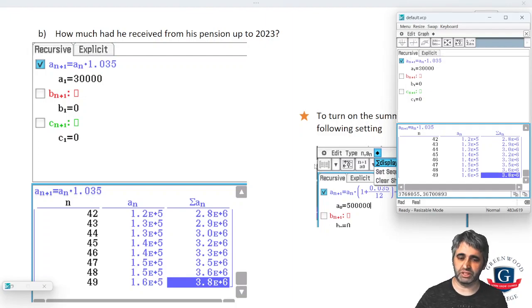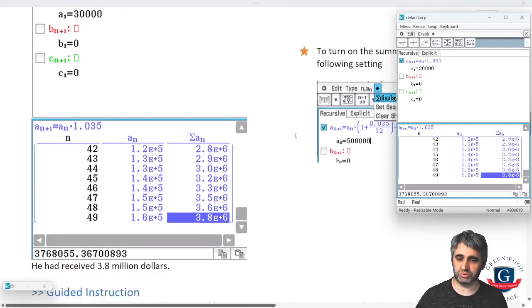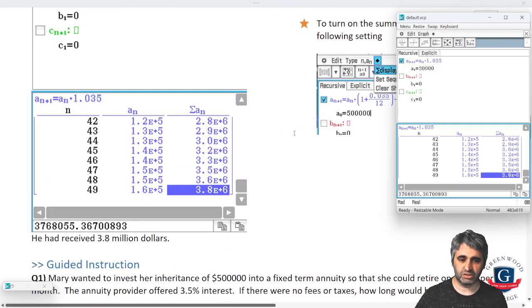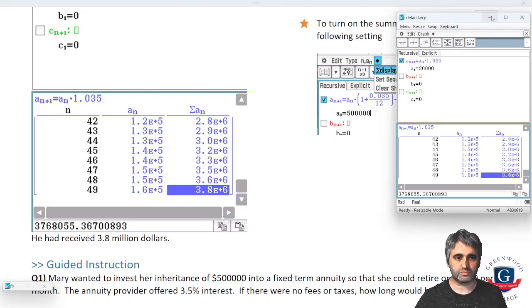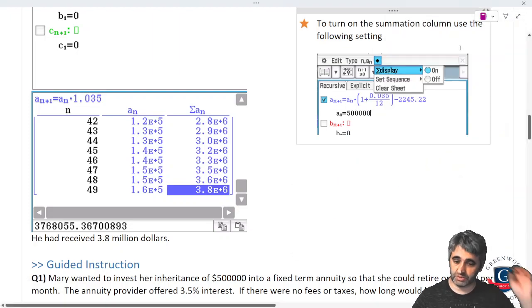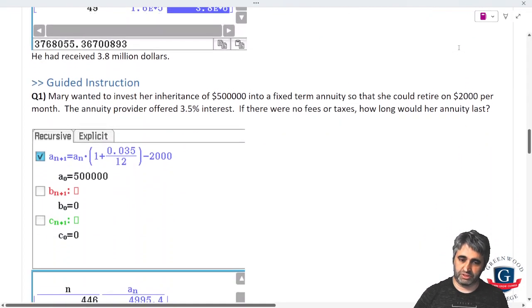$3,768,055.37 over the period of his perpetuity up until 2023. So about $3.8 million. And then when he passes away, the perpetuity finishes. Or in some cases, a part of it might go on to his widow, if he has one.